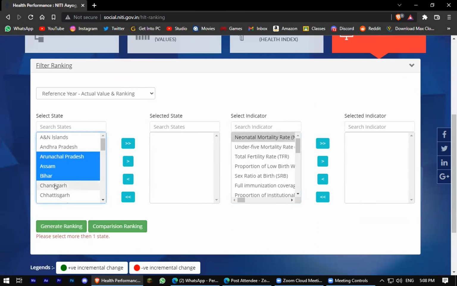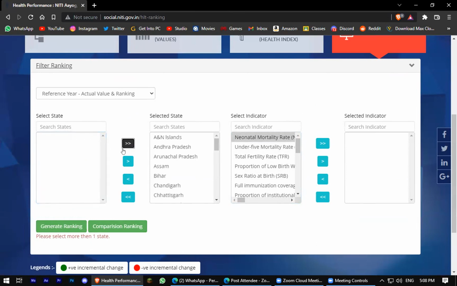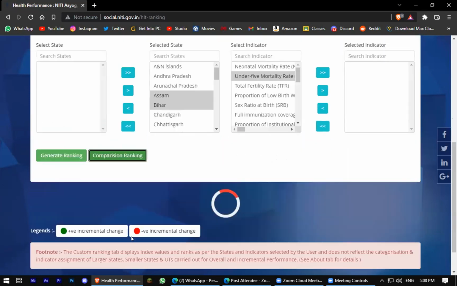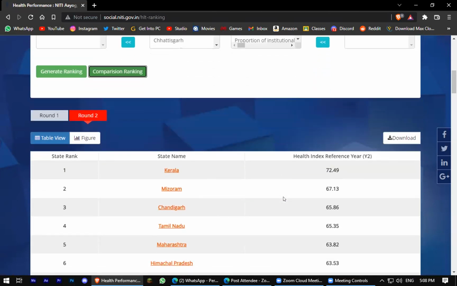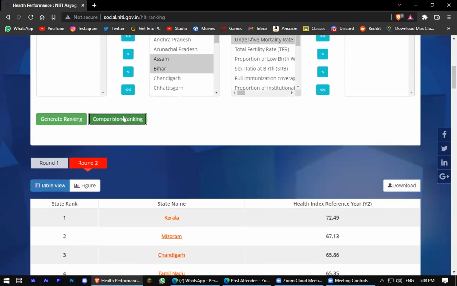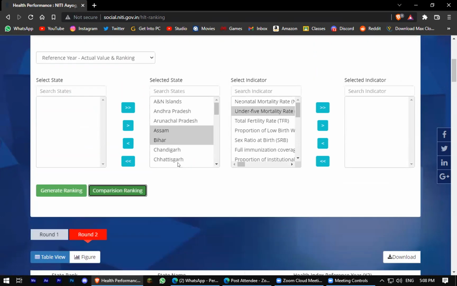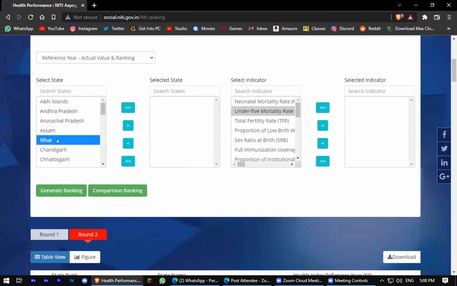Select one more, generate ranking. I'm trying for Assam and Bihar. It's not happening. Bihar, Assam.